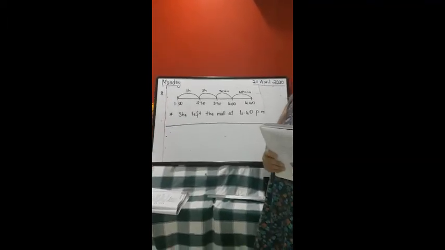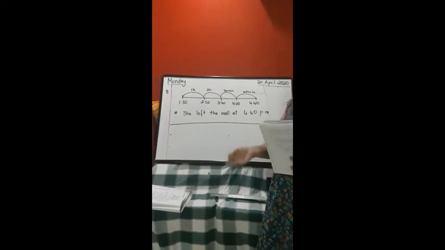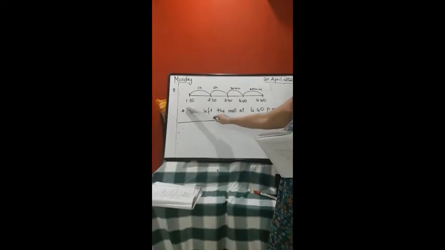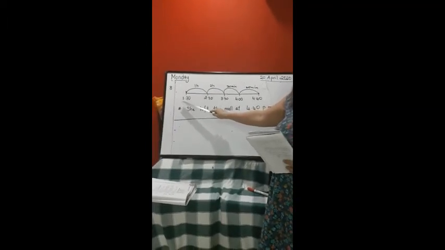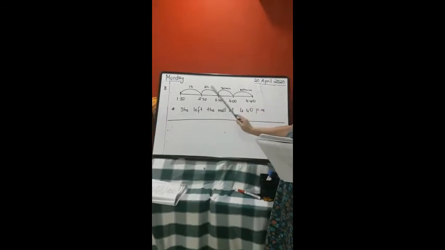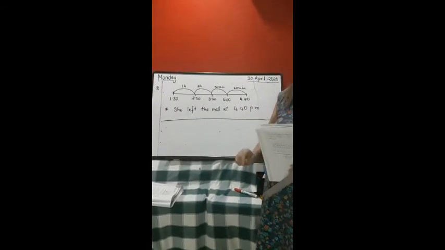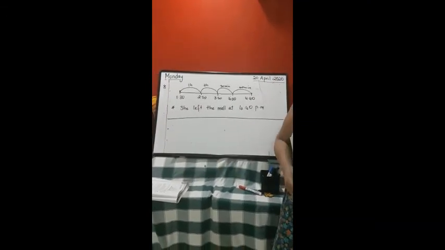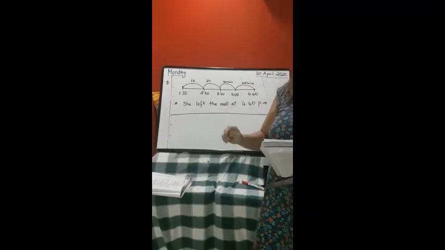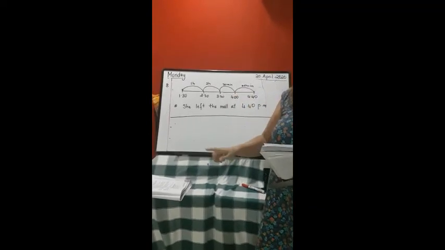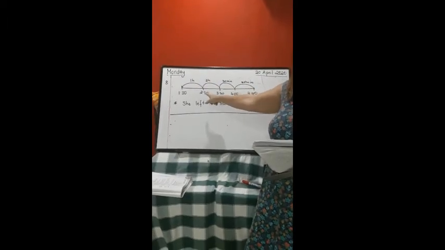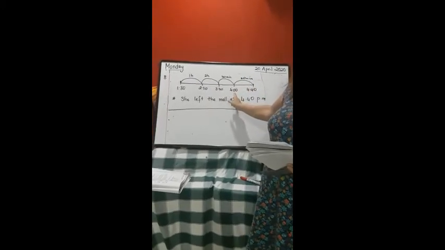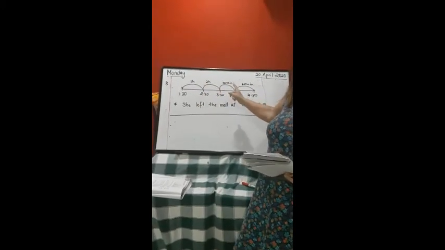So try and understand. There are 3 things to this particular question. First is what time she went to the mall, that is start time. She went at 1:30. How long did she spend in the mall? She spent 2 hours and 30 minutes in the mall. And number 3, she spent 40 minutes in the cafe. But we can join all 3 together, alright?